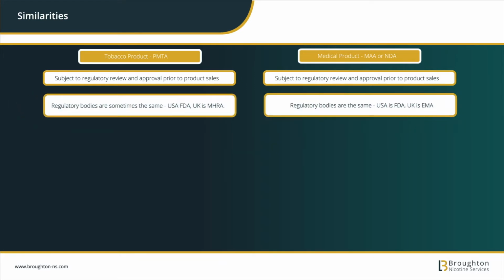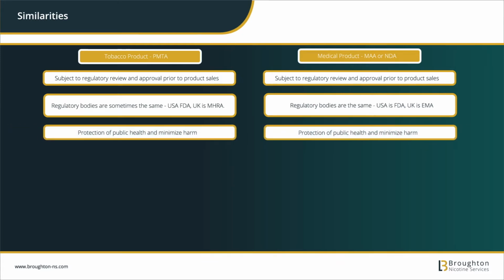For example, the FDA in the USA and the EMA in Europe. Although in the US, the review will be conducted by a specific group of the FDA called the Center for Tobacco Products, or the CTP. Most importantly, the purpose of the toxicology evaluation is to protect both public health and minimize harm to the product users, whether that's for a tobacco product or for a medicine.